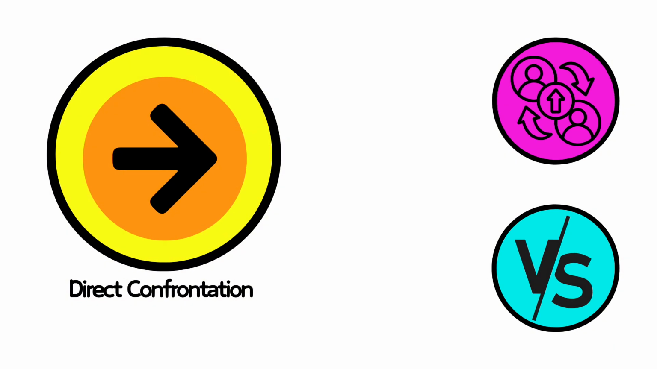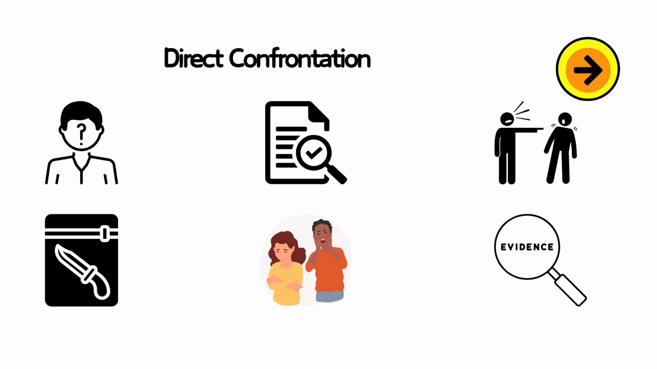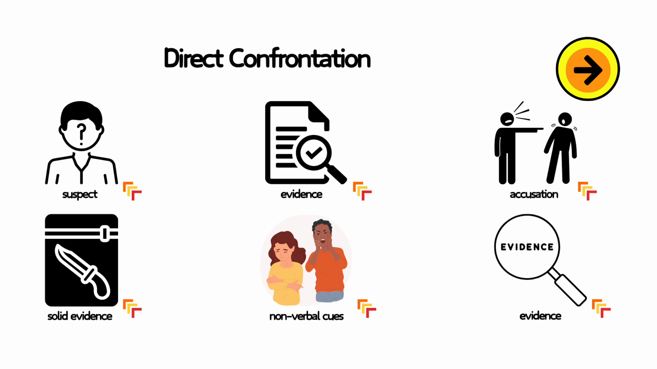3. Direct confrontation. Direct confrontation is one of the most straightforward interrogation techniques. It involves directly addressing the suspect with the evidence or accusation at hand. The idea is to confront the individual head-on, leaving little room for ambiguity or evasion. This method can be particularly effective when the interrogator has solid evidence and wishes to observe the suspect's immediate reaction, which can often reveal guilt or innocence through nonverbal cues.